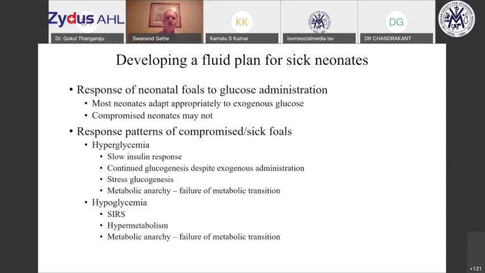Okay. These foals also can suffer from metabolic anarchy, like I said before, because of the failure of metabolic transition. It's usually termed neonatal maladjustment syndrome, right?